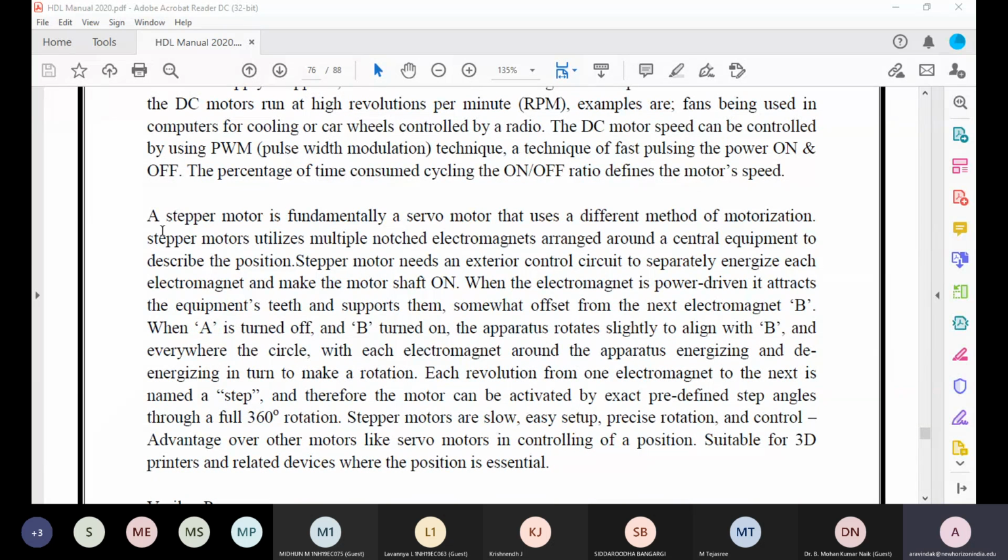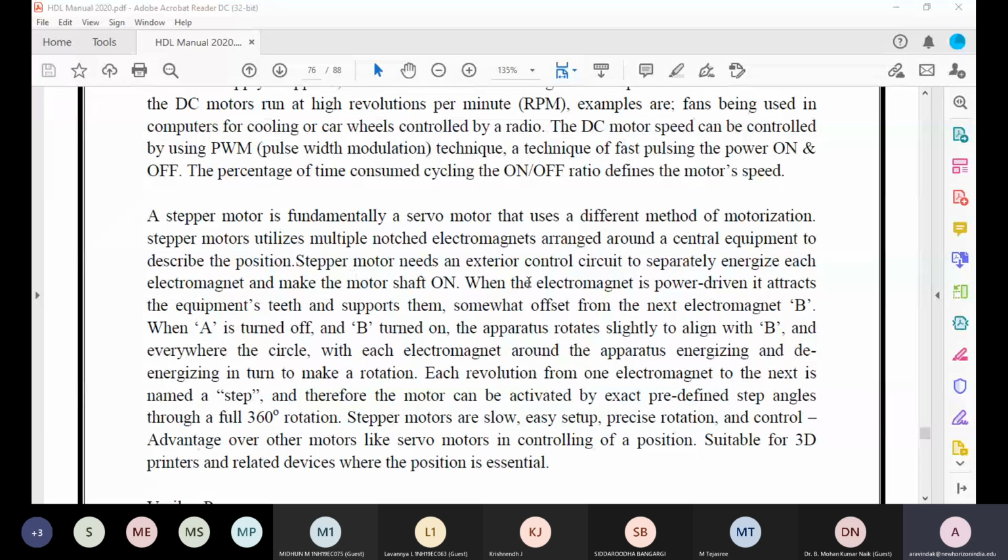Now coming to the next point, a stepper motor. A stepper motor is fundamentally a servo motor that uses a different method of motorization. A stepper motor utilizes multiple notched electromagnets arranged around a central gear to describe the position. Again, I am going back to the whiteboard and I am going to show you the windings there. You will have to wait until then.